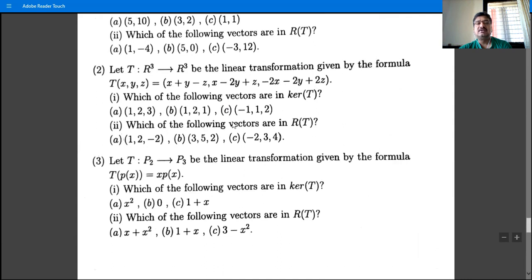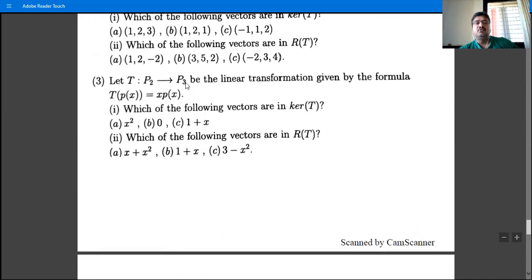So again solve this problem. Solve this problem P2 to P3, and which of the following vectors are in the kernel of T. So find T of x squared. T of x squared is what? x into p(x), that is, x into x cubed, that is, x raised to 4... x raised to 3. And so x squared does not belong to the kernel of T, because its image is not equal to 0. What is T of 0? It is x into 0, which is 0. So 0 belongs to the kernel of T, and 0 always belongs to the kernel of T. T of 1 plus x is again not an element of the kernel of T.